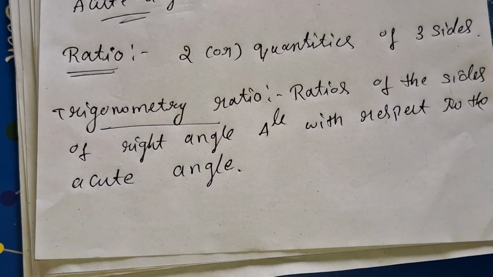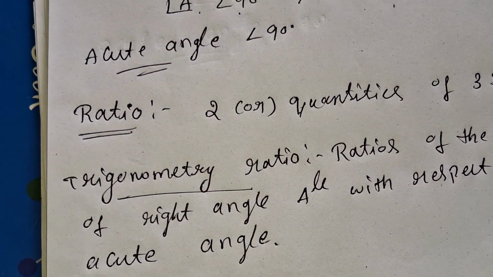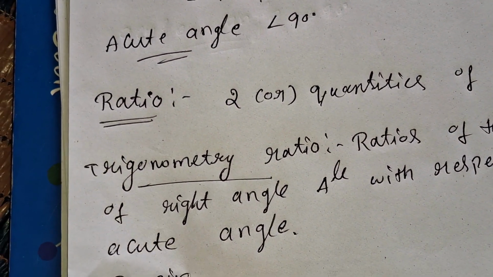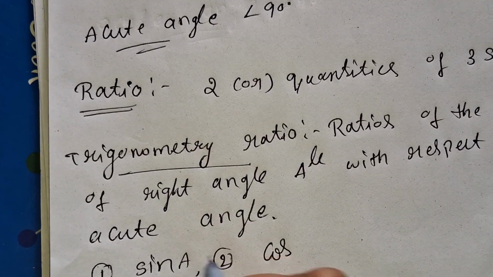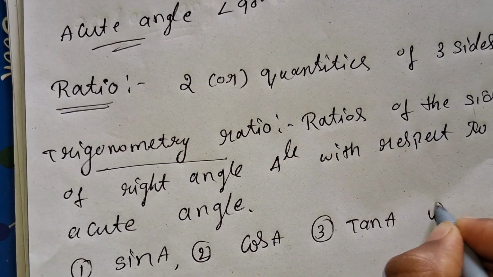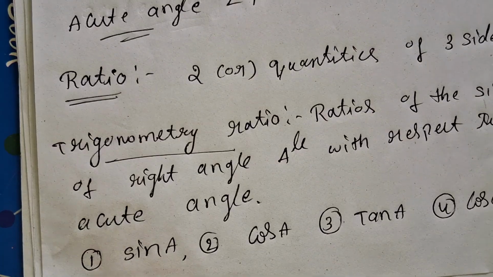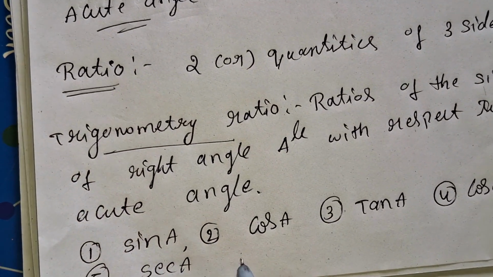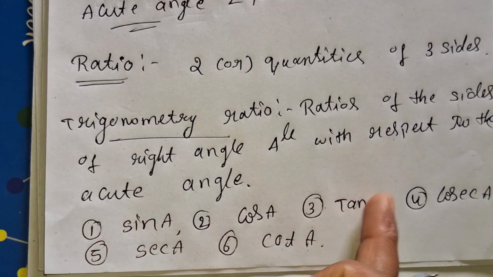So in this chapter, how many trigonometric ratios are there? First one is sin A, second one is cos A, third one is tan A, fourth one is cosecant A, fifth one is secant A, sixth one is cot A. There are how many? Six ratios are there.